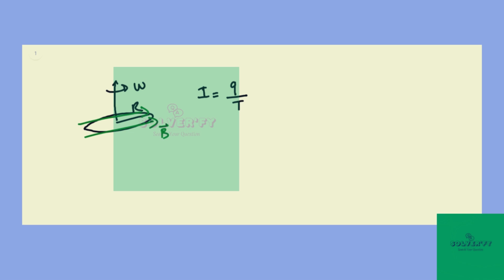So now let's just try and relate this period to the angular velocity that we have, because that's omega, what's given to us in the problem. So as you know, the period is 2 pi over omega, right? So if we substitute 2 pi over omega for T, then we have Q omega over 2 pi for our current.